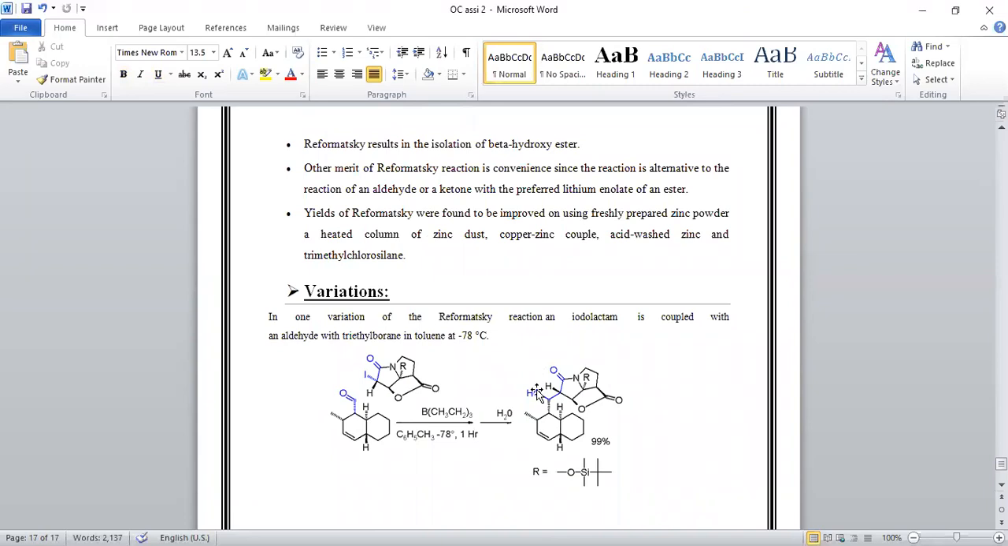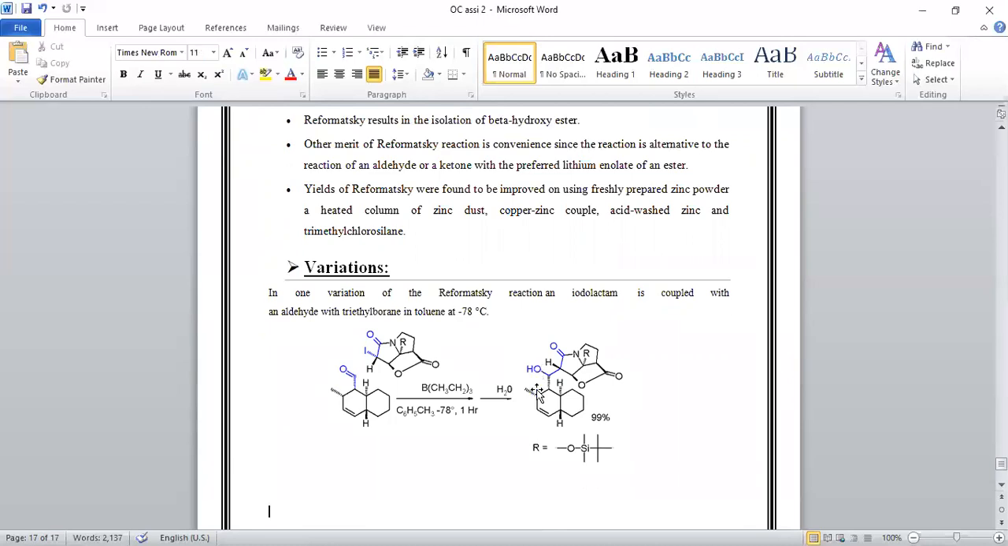Variations. In one variation of the Reformatsky reaction, a hydrolactam is coupled with an aldehyde with triethylborane in toluene at negative 78 degrees Celsius, as shown.